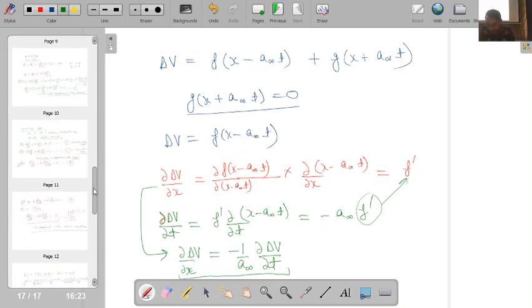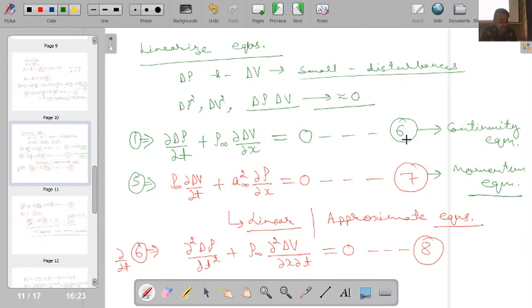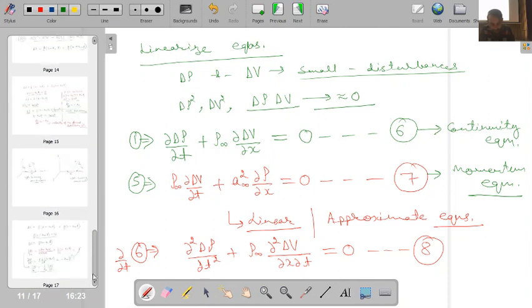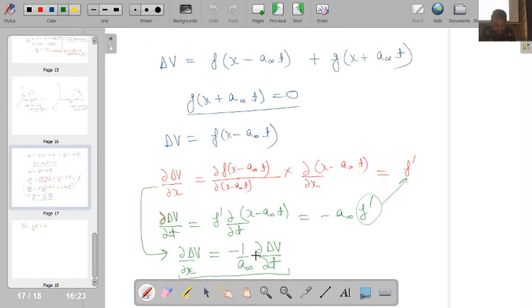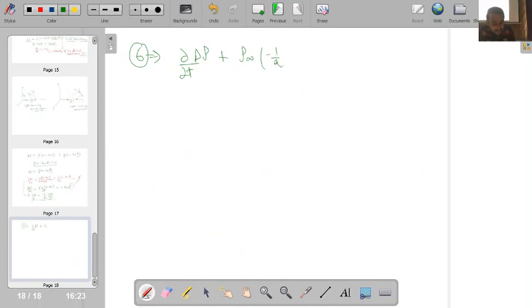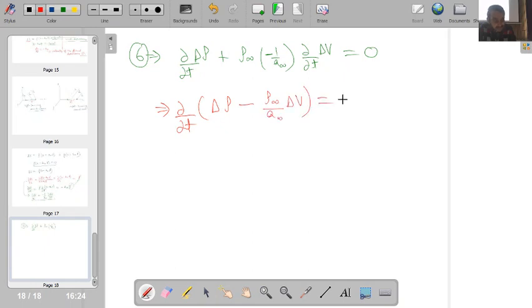Okay. Now from the previous lecture, I have derived equation number 6. What is equation number 6? It is nothing but the linearized form of the continuity equation for a weak disturbance. If I substitute back the value of del by del x of delta v in this equation, equation number 6 will become del by del t of delta rho plus rho infinity into del by del x of delta v, and del by del x of delta v over here is nothing but minus 1 by a infinity into del by del t of delta v, equal to 0. Okay. So from here I can take del by del t outside as common, and inside I will have delta rho minus rho infinity by a infinity into delta v equal to 0.